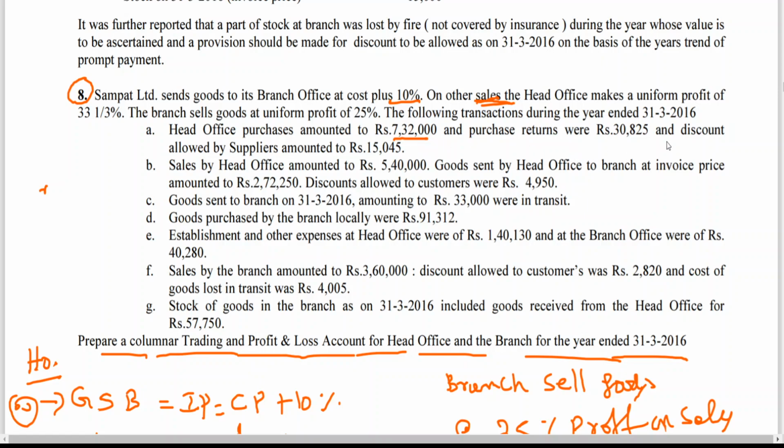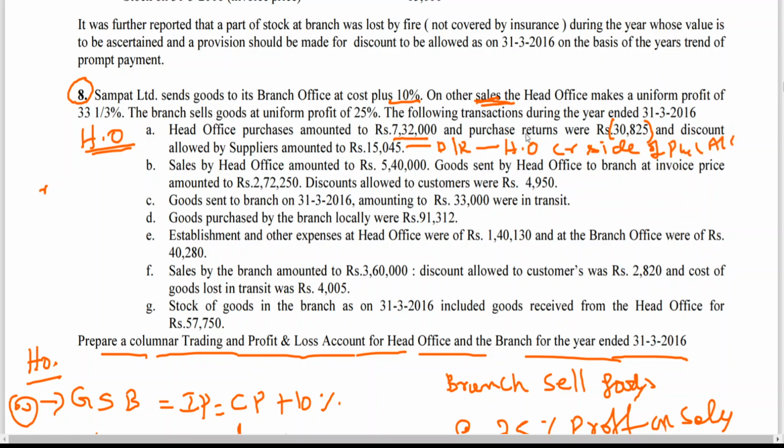The purchase returns were 30,825 and discount allowed by suppliers amounted to 15,045. Now, this is about which column? We are talking about head office column activities. Head office purchases will be debited to trading account of head office, and from that you should deduct purchase returns. Discount allowed by suppliers is nothing but discount received. This will be taken to head office column, credit side of P&L account. Am I right?